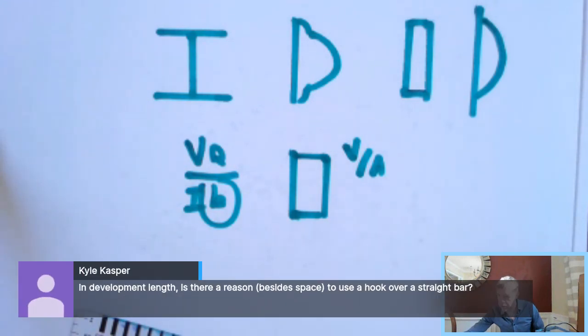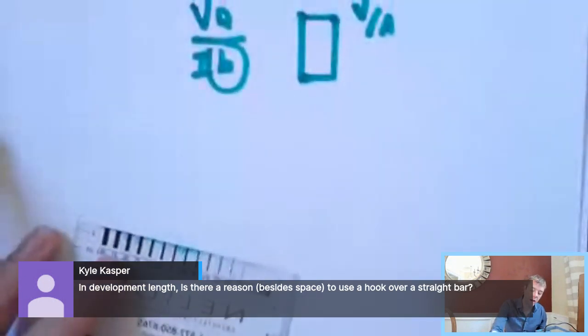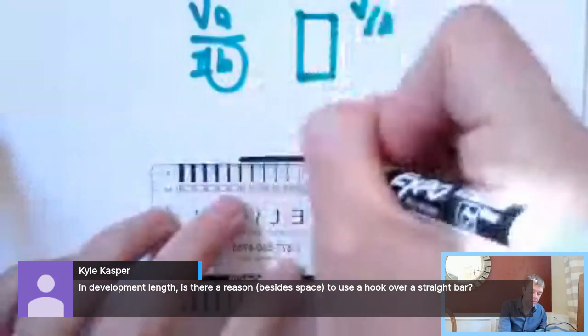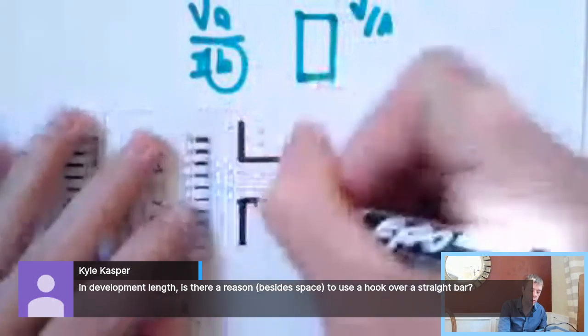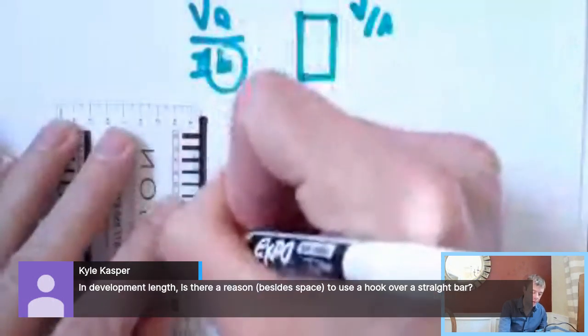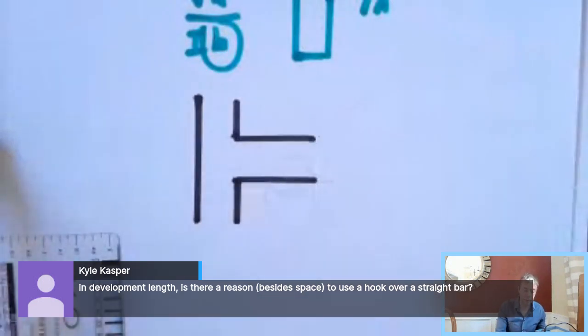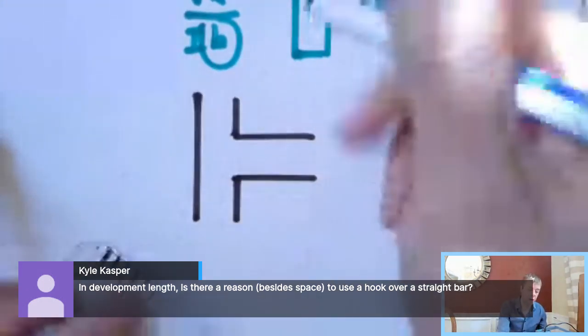Development length. Is there a reason besides space to use a hook bar over a straight bar? So this is just for if people are just tuning in. If I have a beam that I'm framing into a wall of some sort or another column, I need to make sure that my concrete or my steel has enough strength at the spot. And so I use something called development length there.